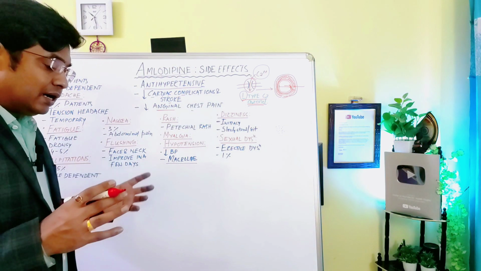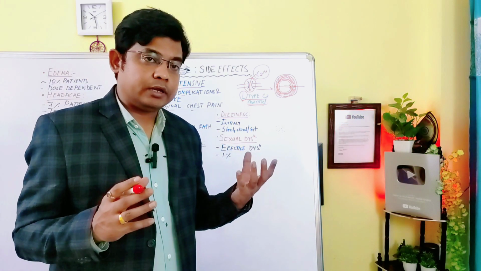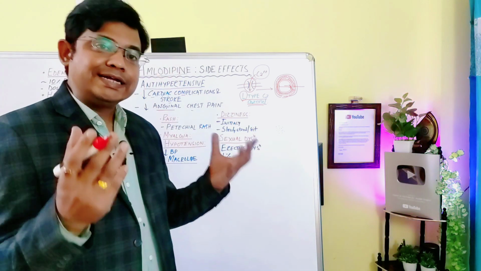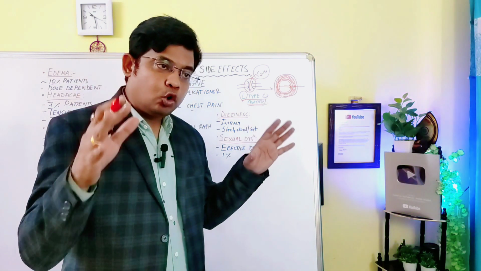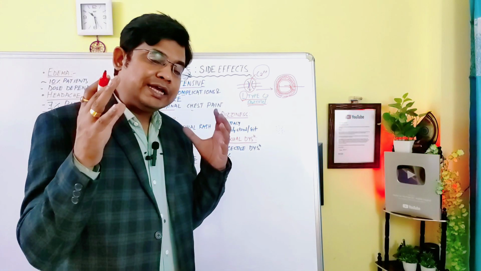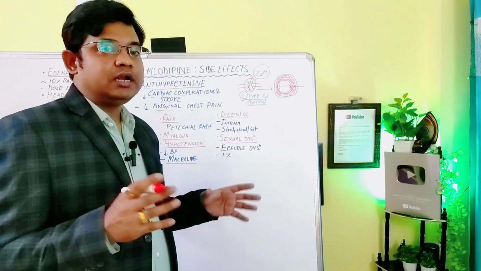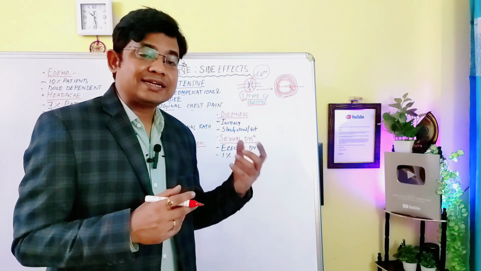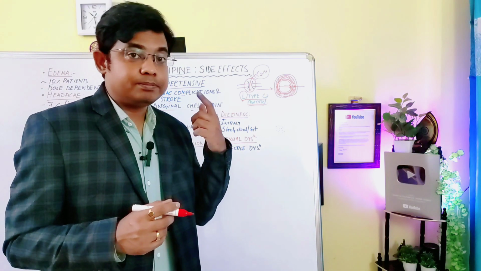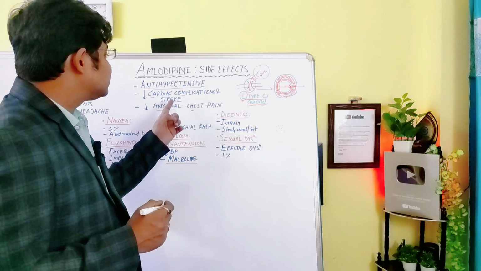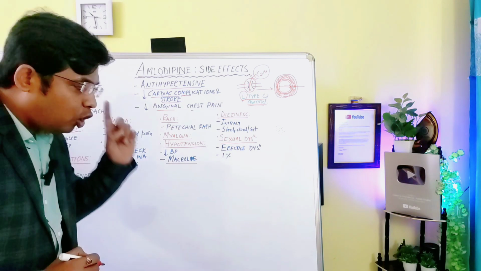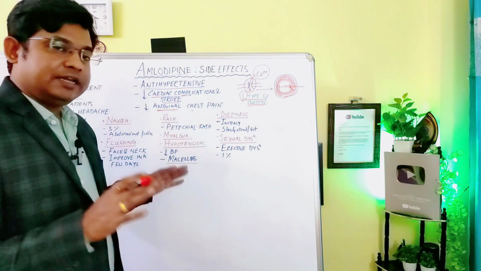Now let's understand the functions of amlodipine. Because it is an antihypertensive medication, it helps to reduce hypertension. And as we know, uncontrolled hypertension for a longer duration can precipitate cardiac events like acute myocardial infarction or cerebrovascular accidents like stroke. So by reducing the blood pressure, it reduces the incidence of cardiac complications and stroke. It also reduces the incidence of angina.